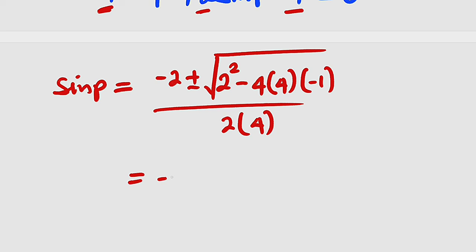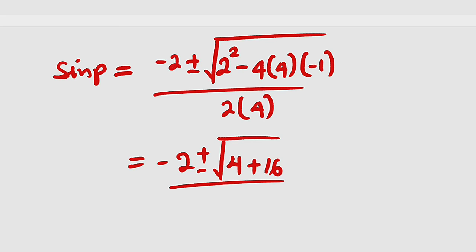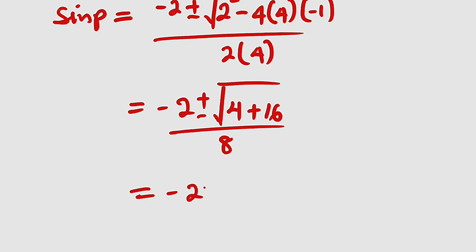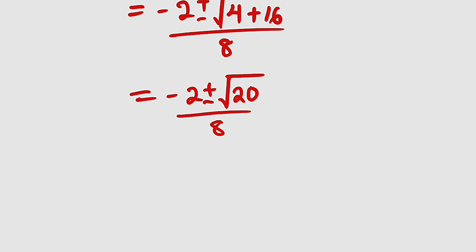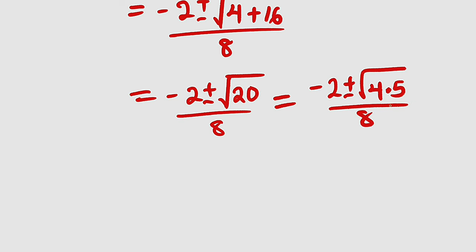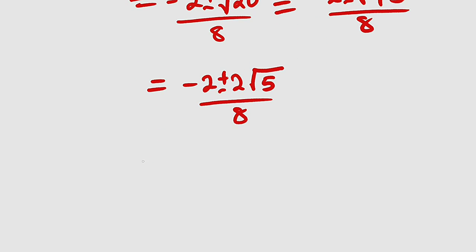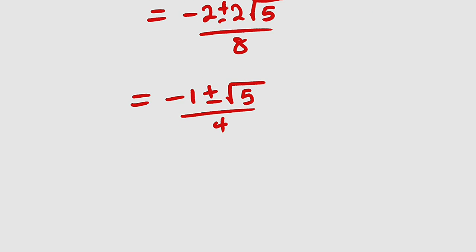Alright, let's simplify. This is equal to minus 2 plus or minus the square root of 2 squared, which is 4. Minus and minus is plus, so we have plus 4 times 4, which is 16, divided by 2 times 4, which is 8. This is equal to minus 2 plus or minus the square root of 20, divided by 8. 20 is the same thing as 4 times 5, so I can write this as negative 2 plus or minus the square root of 4 multiplied by 5, divided by 8. The square root of 4 is 2, so you can bring the 2 outside. We have minus 2 plus or minus 2 times the square root of 5, divided by 8. You can divide the top and the bottom by 2, so we have minus 1 plus or minus the square root of 5, divided by 4.